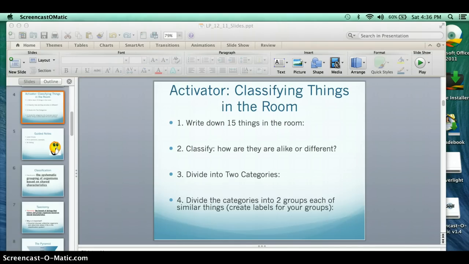Pause this video now and take time to do that activity on the top of your notes. Take about 2 or 3 minutes to complete that. When you're done, you can press play again with this video and continue on with the notes.